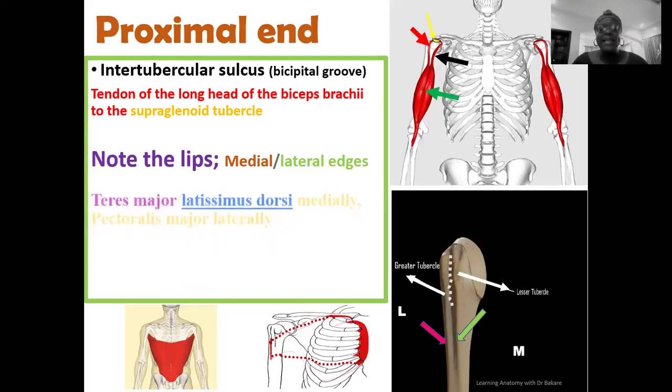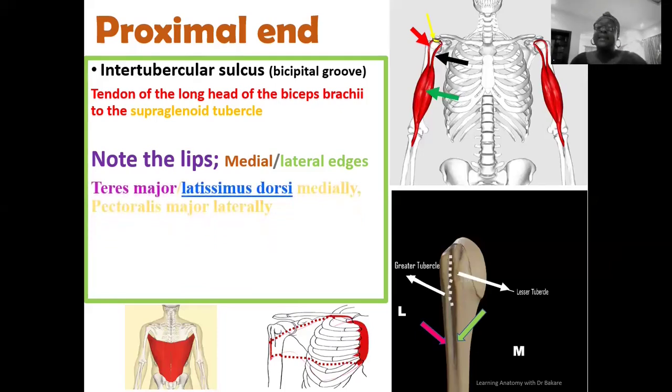So the medial lip is seen to be related to the teres major muscle. If you look at this medial lip here on this side, this is where we have the teres major muscle. We know that the teres major muscle is seen to originate from the lower or inferior angle of the scapula, and it is seen to be inserted at the medial lip here of the intertubercular groove or sulcus.